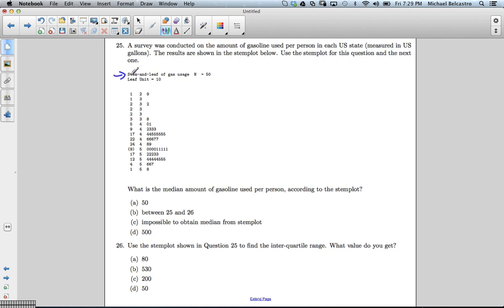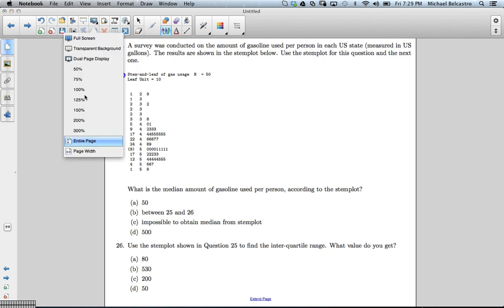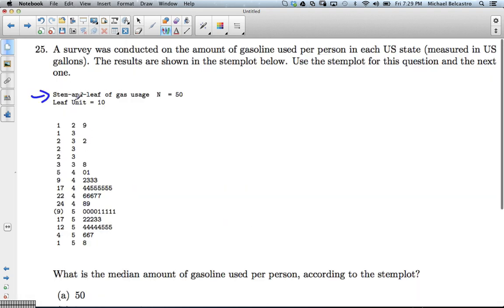So here, let's see if I can zoom in a bit. That's better. It says the stem and leaf of gas usage is N is equal to 50. That means the total number of data, okay? So there's 50 pieces of data within all of these stem and leaf plots here.